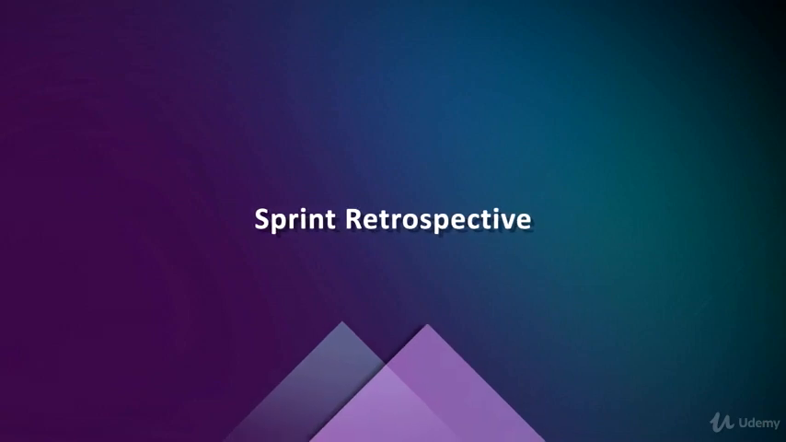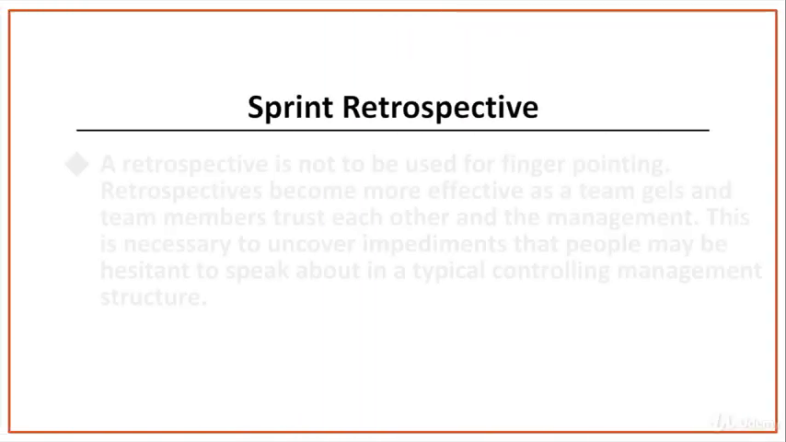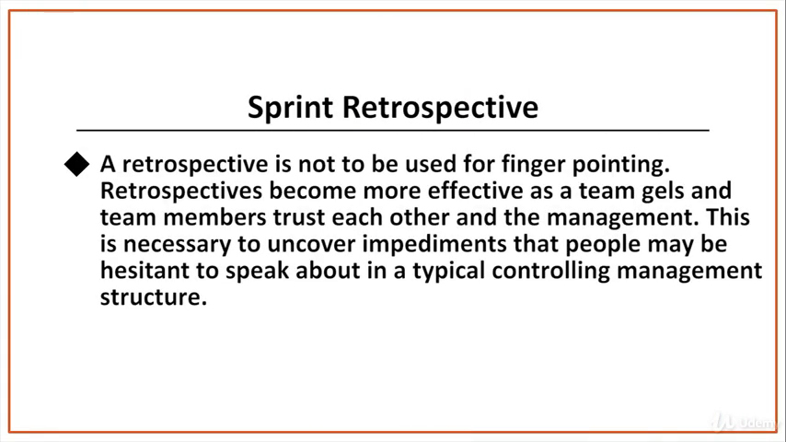Then there's Sprint Retrospective. The retrospective deserves special mention. This is where the team comes together at the end of a sprint and openly talks about what went well and what could be done better. A retrospective is not only used for finger pointing. Retrospectives become more effective as a team gels and team members trust each other and the management. This is necessary to uncover impediments that people may be hesitant to speak about in a typical controlling management structure.